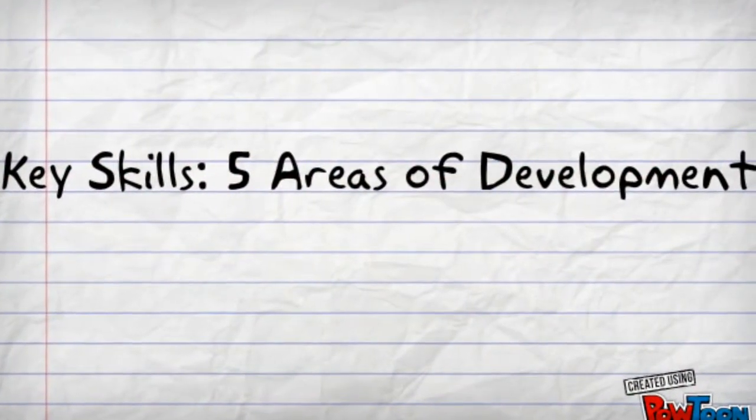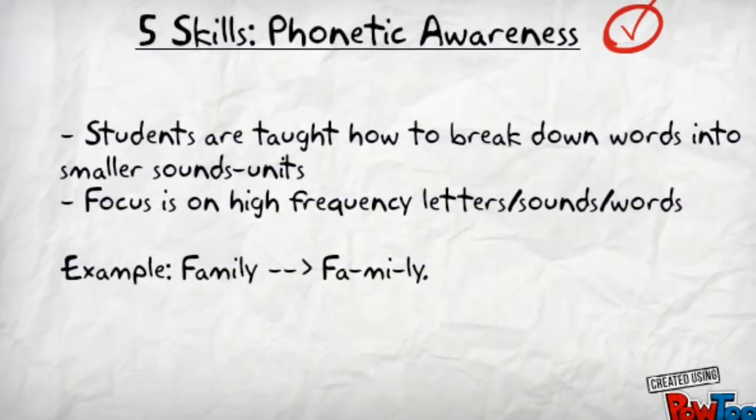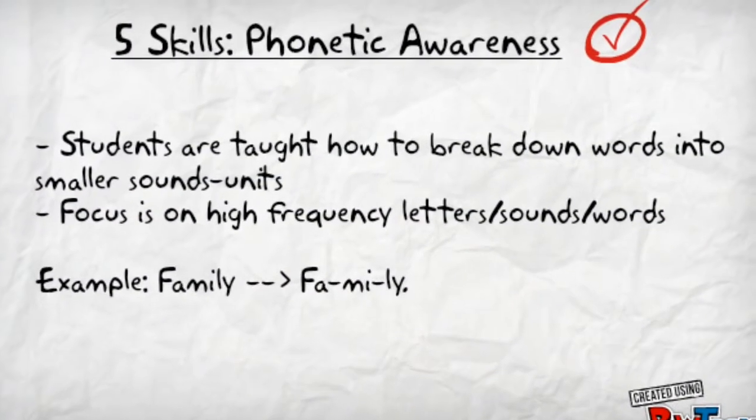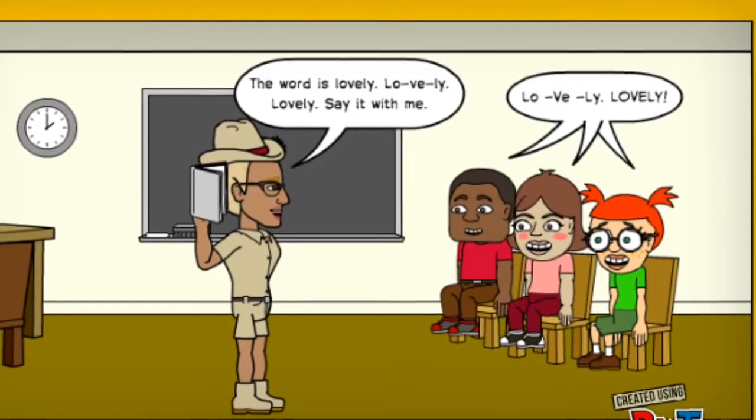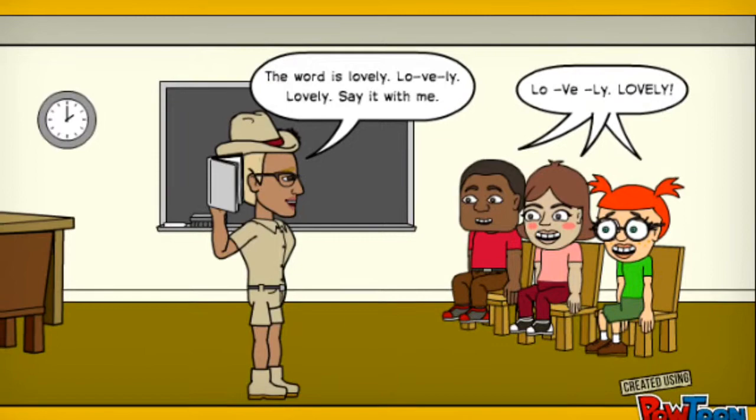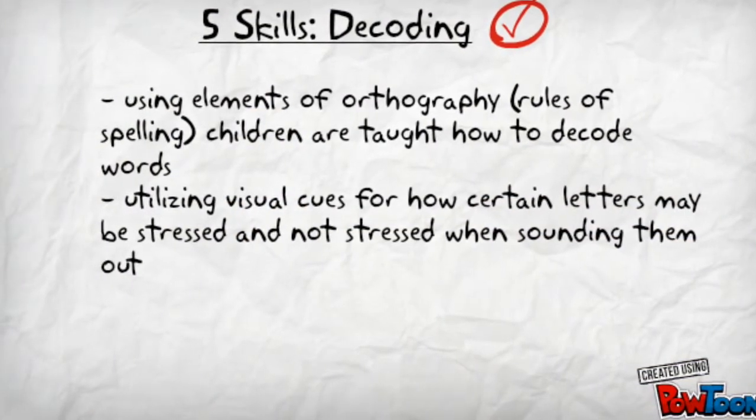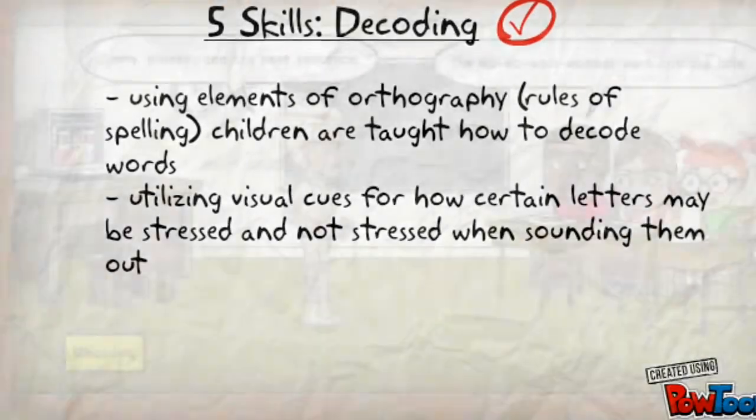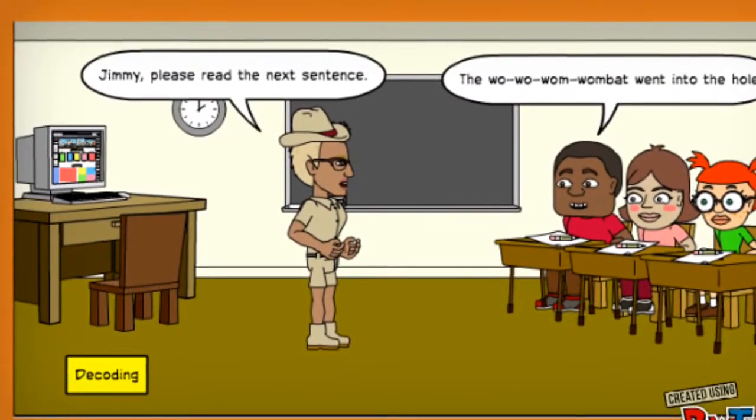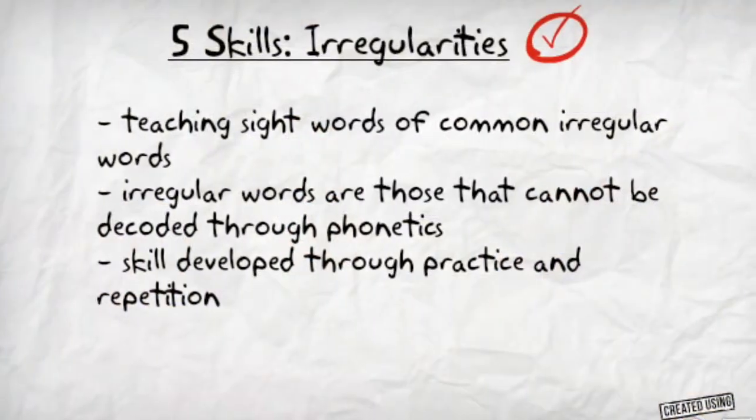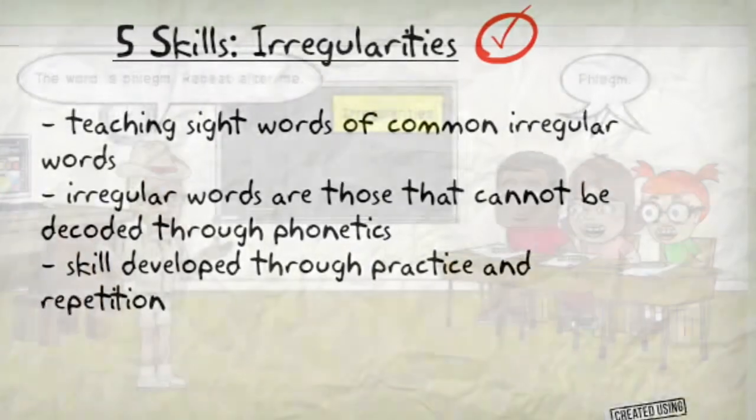Now we will move on to the 5 areas of development. Phonetic awareness. Students break down words into smaller sound units, focusing on high-frequency letters, sounds, and words. Decoding is another skill that utilizes elements of orthography as well as visual cues. Irregularities. Words that can't be decoded through phonetics need practice and repetition.